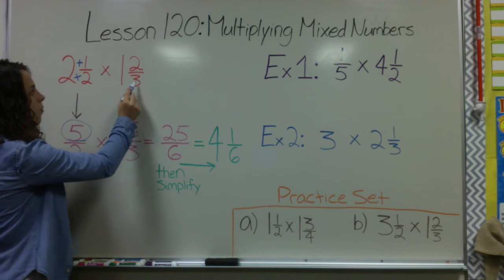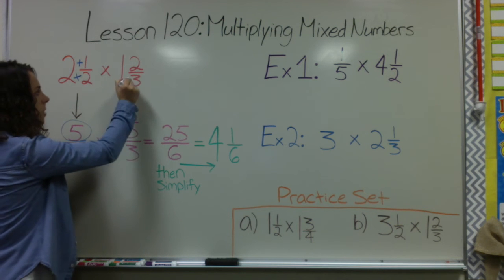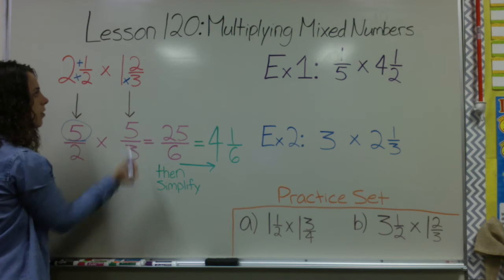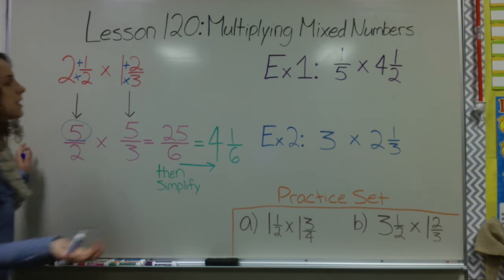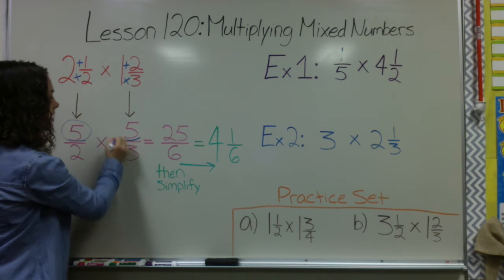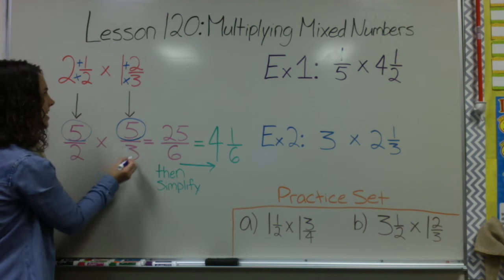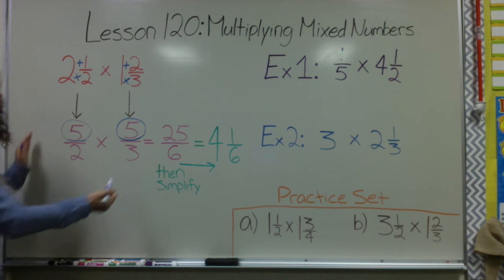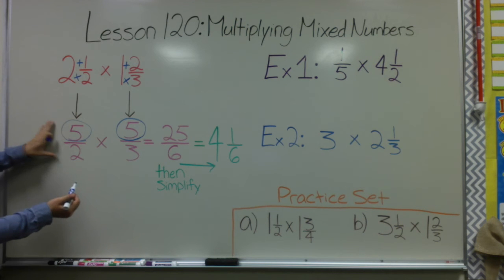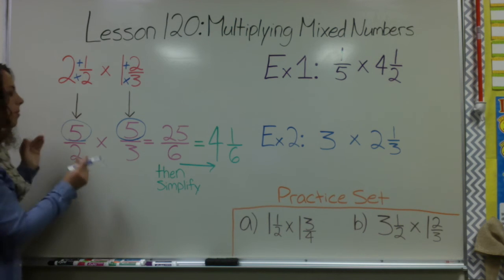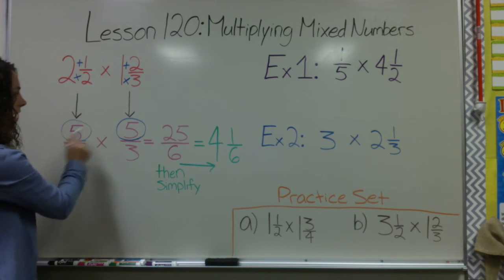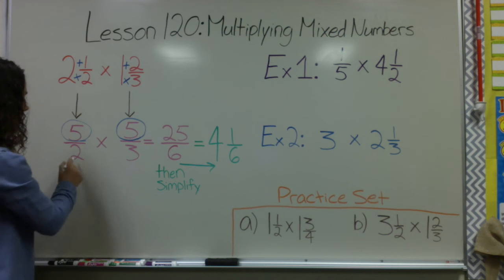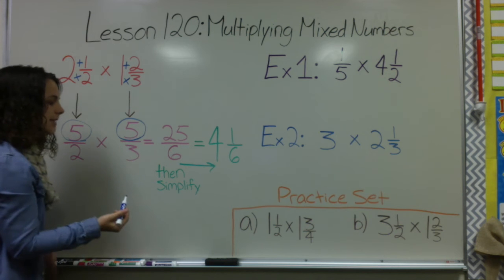And when we have 1 and 2/3, we multiply 3 times 1 to equal 3, and 3 plus 2 equals 5. There's our numerator. Again, denominator stays the same. So we change our mixed numbers to improper fractions in order to multiply. That way we're multiplying the entire thing. So we do 5 times 5 to equal 25, and 2 times 3 equals 6.